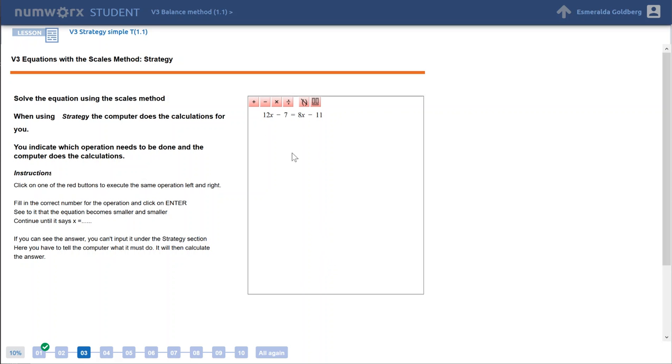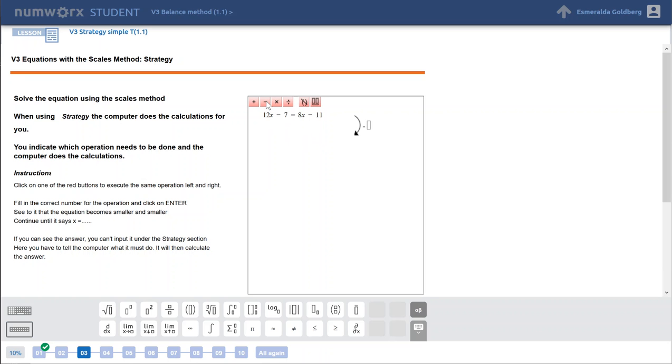Here the equation that we need to solve is 12x minus 7 equals 8x minus 11. Again, 12x means 12 times x, and 8x means 8 times x. Let's focus on the x's first. I can take away 8 bags of marbles from both sides, and then the scale will still be in balance. So I press the minus button again, and I type in 8x. So then the equation becomes 4x minus 7 equals minus 11.